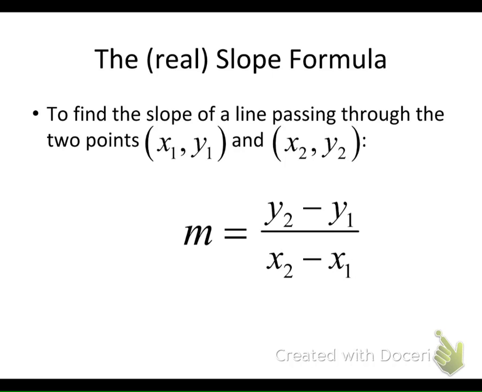So it says to find the slope of a line passing through the 2 points. This is the first coordinate pair, and this is the second coordinate pair. The coordinate pairs are also the lattice points. So you're going to end up subtracting this y value minus that y value, and then dividing it by this x value minus this x value. It's going to make more sense when we have numbers plugged in, okay?